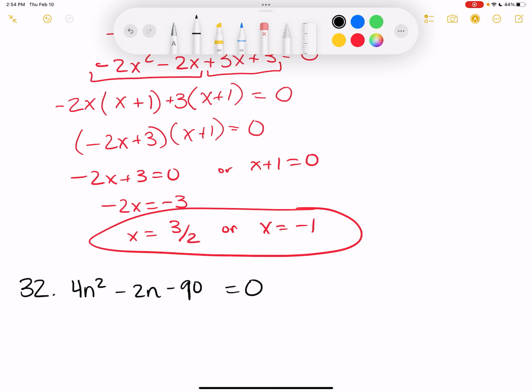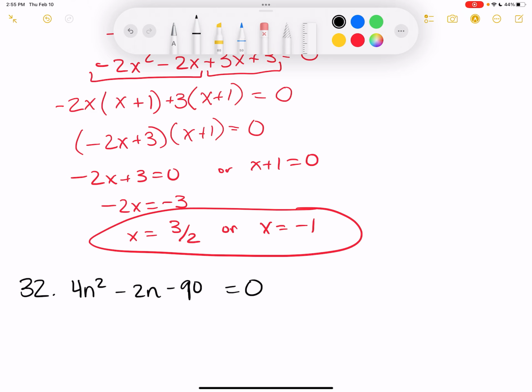360. I saw something that goes into that, but I forgot what it was. 180. Again, I said it's very similar to the one we just did, so you can simplify. What number goes into all of those? 2. Okay, so take a 2 out.